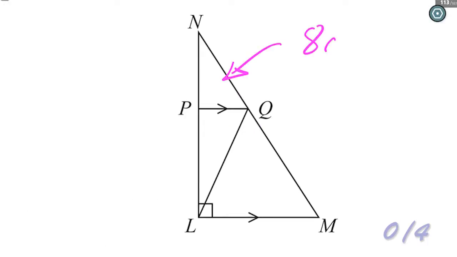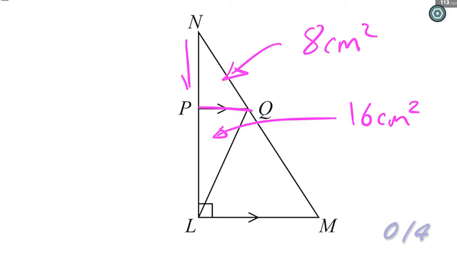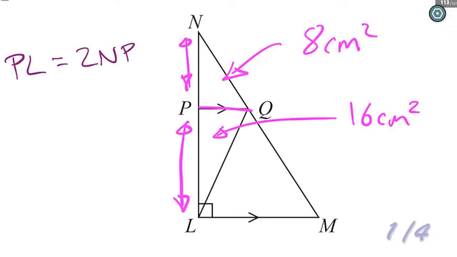Squared, and this one was 16 centimeters squared. So what does that tell us? Well, they both share this side in the middle. So if one has managed to double the area, that means that, so what we can say is that the line PL must be equal to double NP. That's the first step.